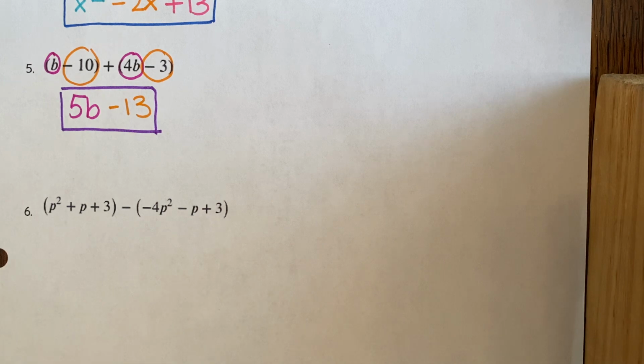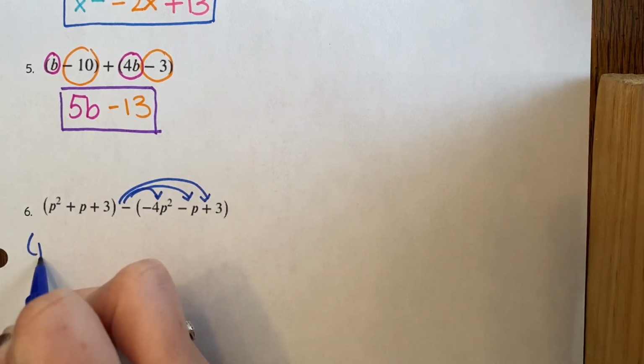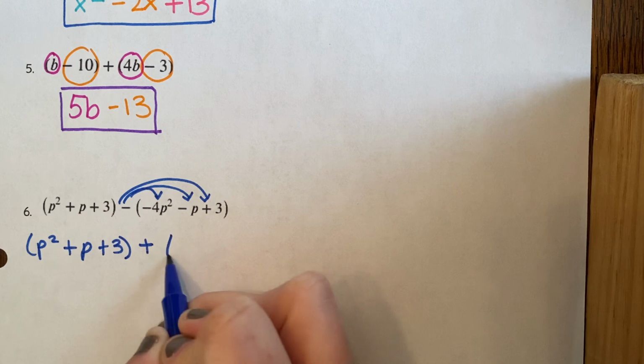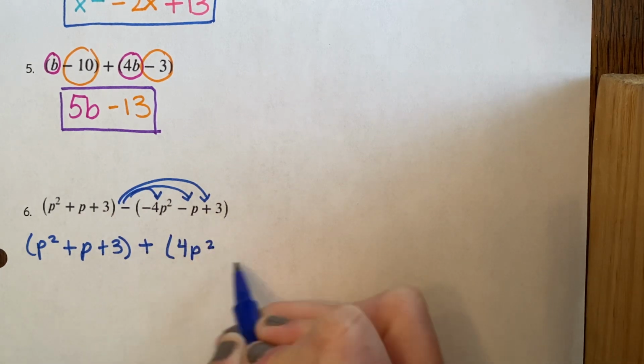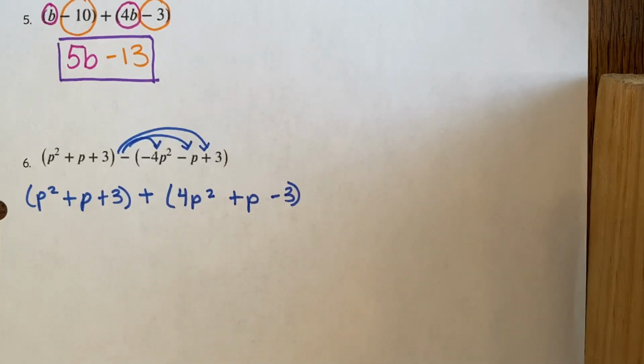And then the last one is another subtraction problem where we have to distribute that negative. So we'd have a p squared plus p plus 3 plus, and then become a 4p squared plus p minus 3. All right, so now let's combine our like terms.